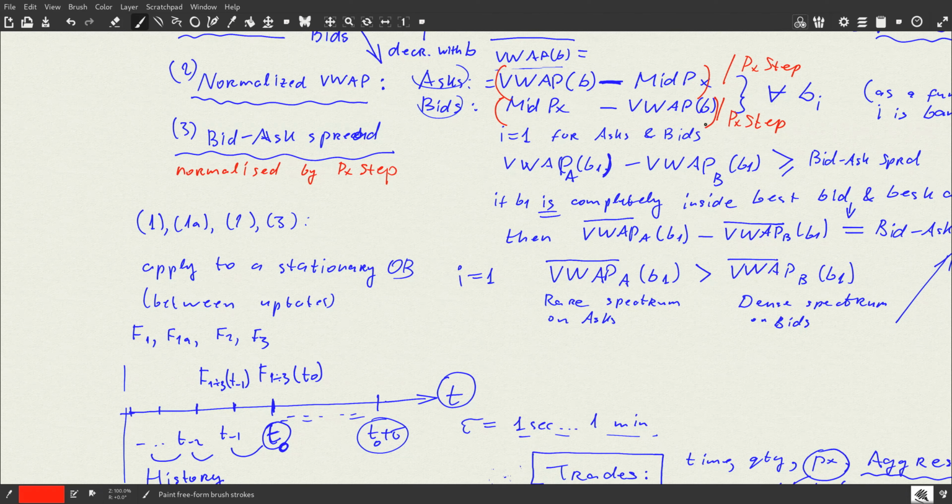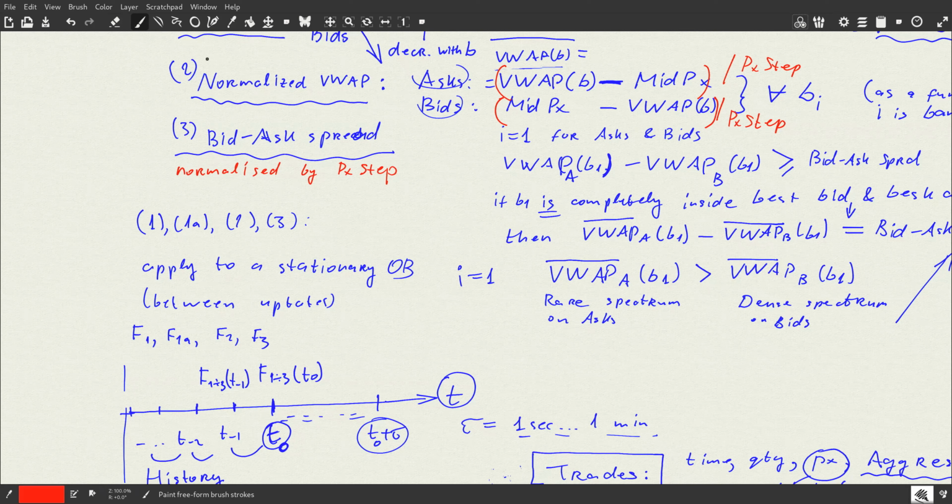Don't worry, you will have it once again in your lab, and you will get the exact feeling. So now everything is normalized by time, by price step, and by some kind of fixed maximum band. I think we are reasonably well normalized.